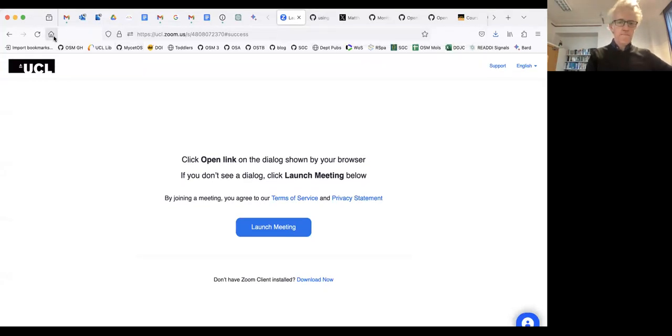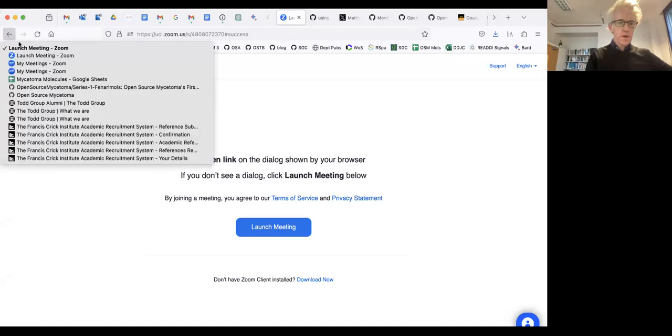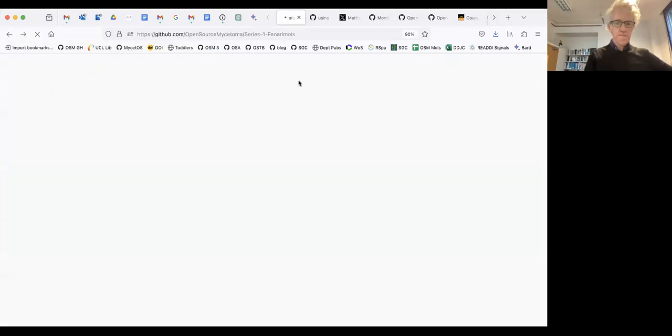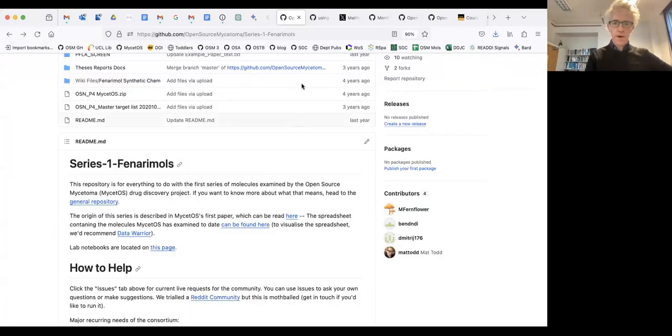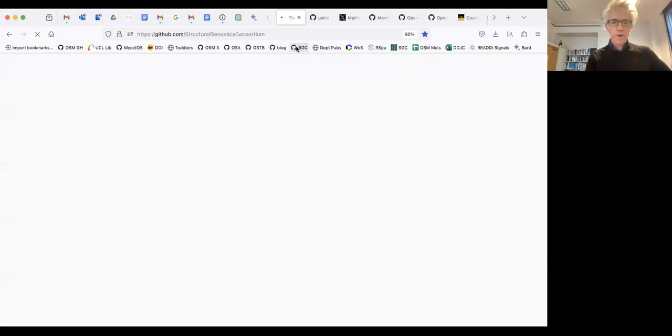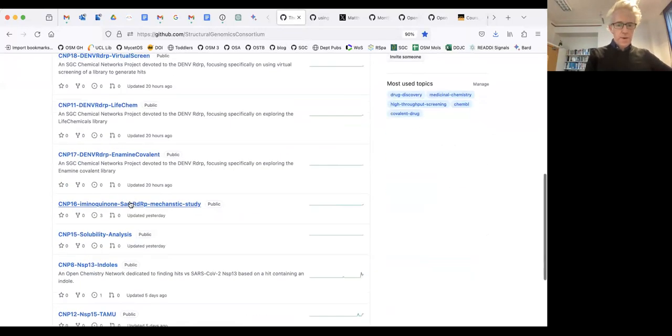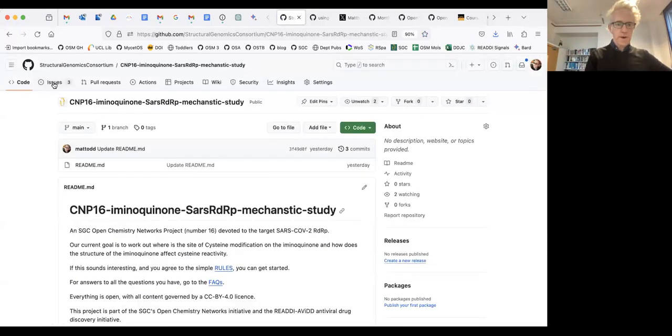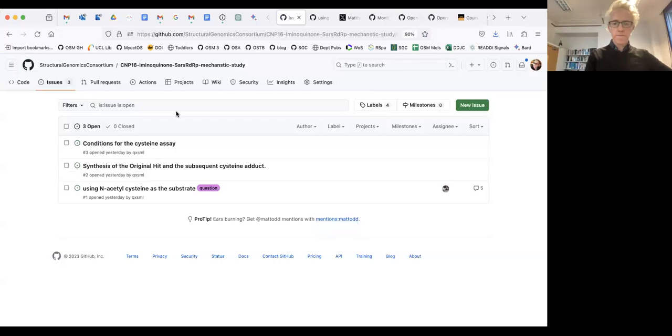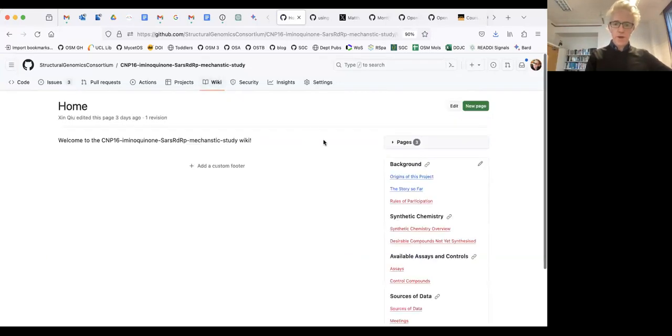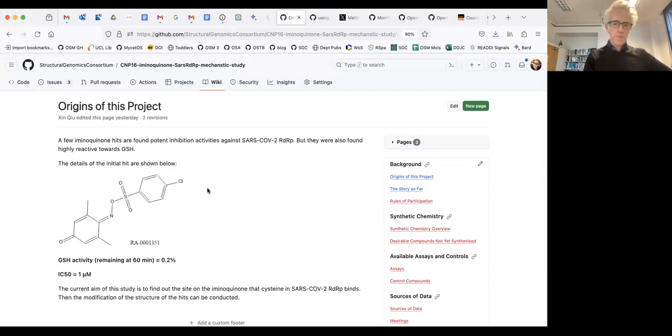But if we go to some page, no, actually, I'm not going to do that. It's the Phenoramos page. I might just use the thing that Shin posted overnight about his project. So he's just put up some initial bits on the wiki for his project, which explains why we're trying to do something with this molecule and trying to understand where a cysteine might react. Okay, so he's just posted this.